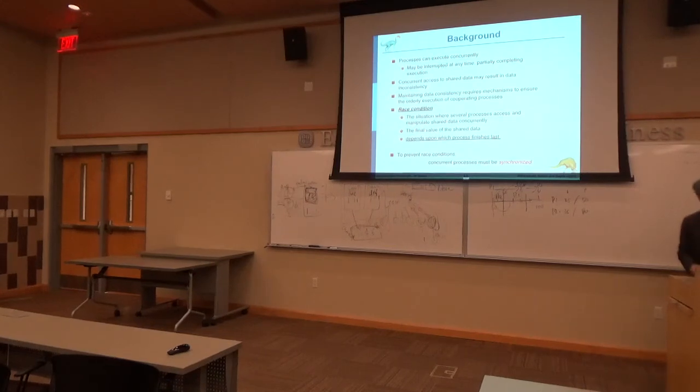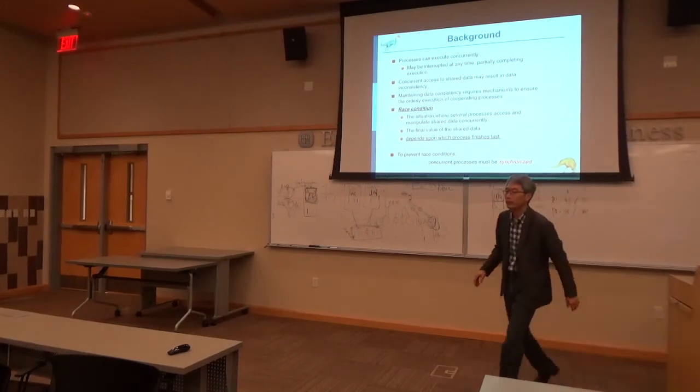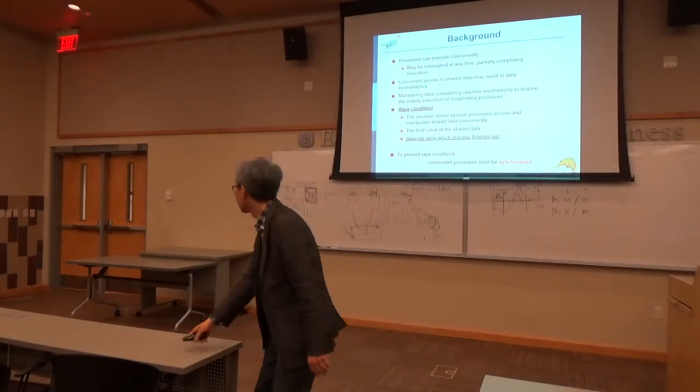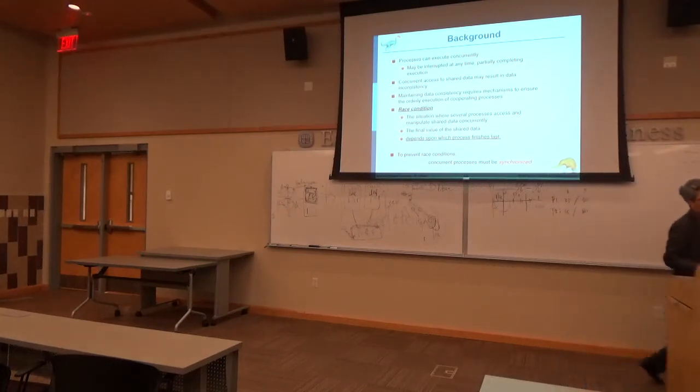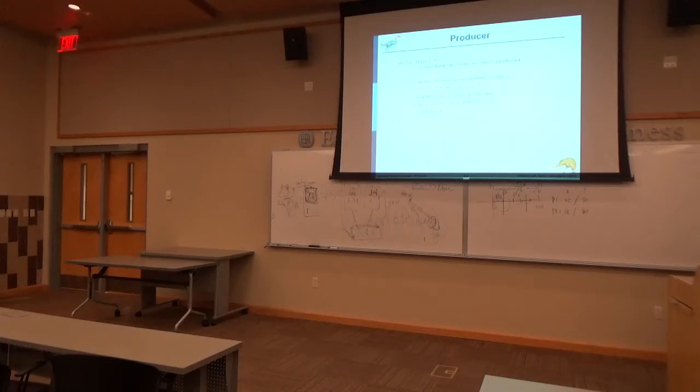So first, race condition means when multiple processes are accessing the shared data at the same time, it has a problem. To address such a race condition problem, we need to synchronize the multiple processes. That is the synchronization solution.